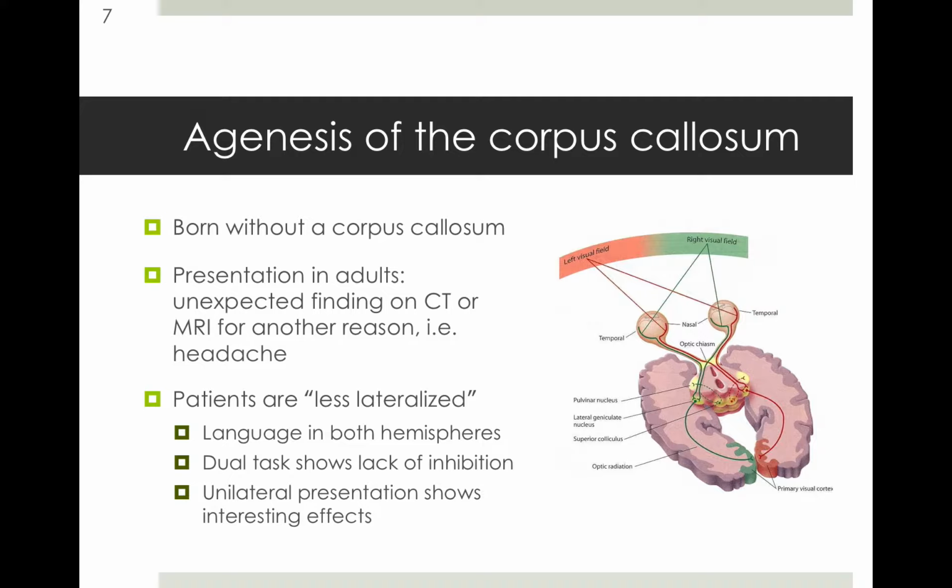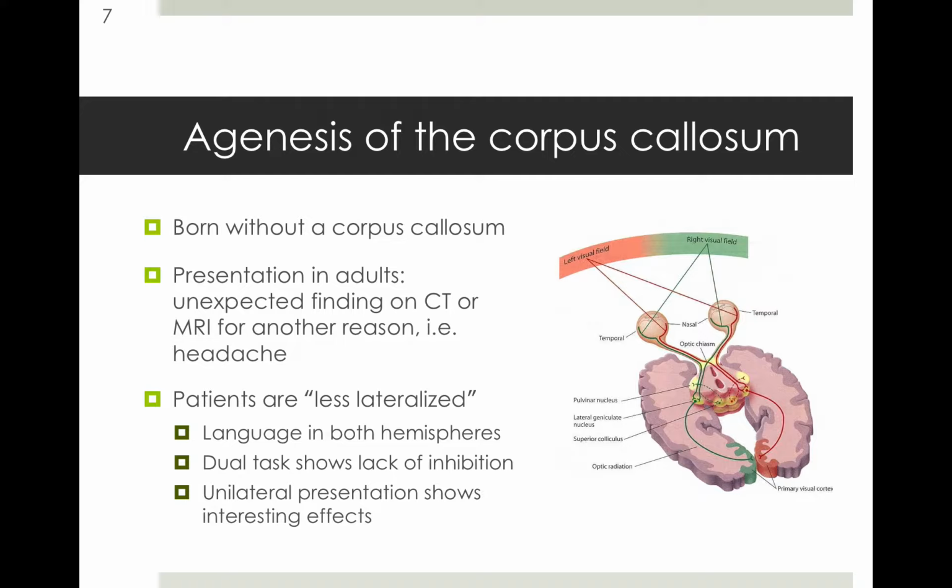And so not surprisingly, functionally, these subjects are less lateralized, right? While most people use their left hemispheres for language, most but not all people, we'll talk about that when we talk about language, it turns out that people with corpus callosotomy or agenesis of the corpus callosum tend to show more language activity in both hemispheres, right? So both left and right hemispheres tend to be active in response to language.